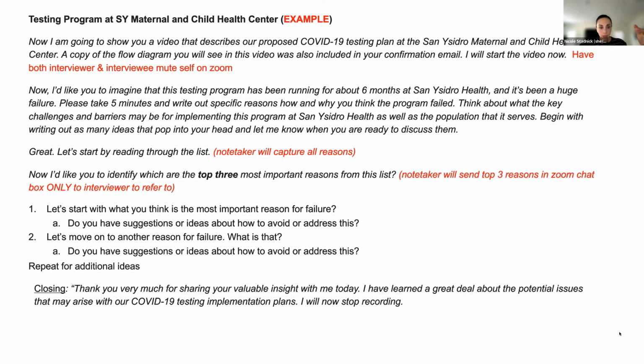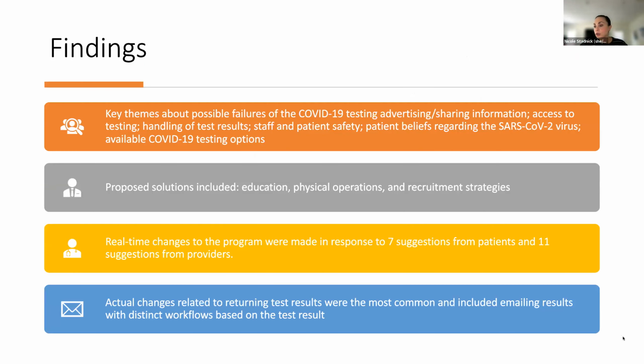So after people thought about their individual failures, the interviewer asked them to rank their top 3 reasons. Then we asked them, let's start with the most important reason for failure. Do you have suggestions or ideas about how to avoid or address this? We did that up to 3 times for the failure and then potential solutions that they came up with. Okay, next slide. Findings: we received very actionable strategies that we were able to incorporate either real time or shortly after. These were related to return of results, placement of where the testing locations were at the clinic, and changes to recruitment strategies. Really actionable ideas from these pre-mortem interviews.